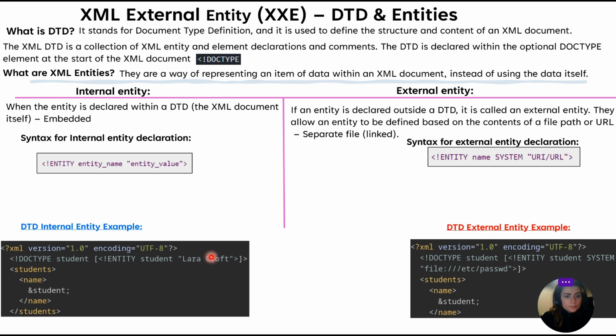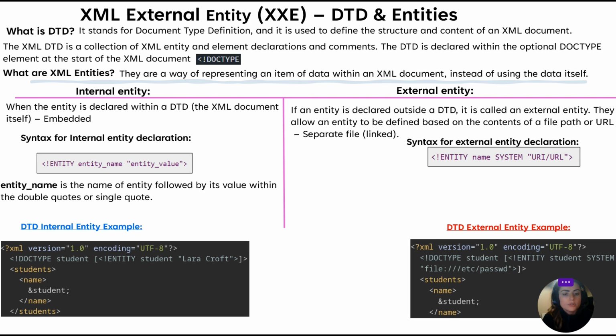So that's it. Here we can see the syntax. This is the entity. The entity name, in this case, is student, and the entity value, in this case, is Lara Croft. So the entity name is the name of the entity, followed by its value within double quotes or single quotes. You can see here it is double quotes. The entity value holds the value of the entity name. So let's move to what an external entity is.